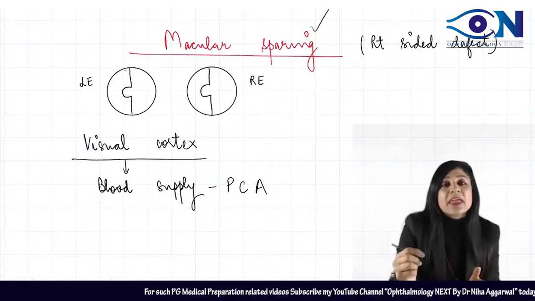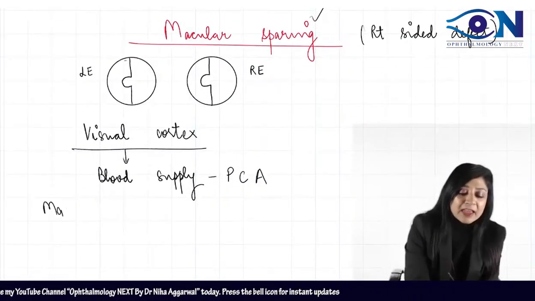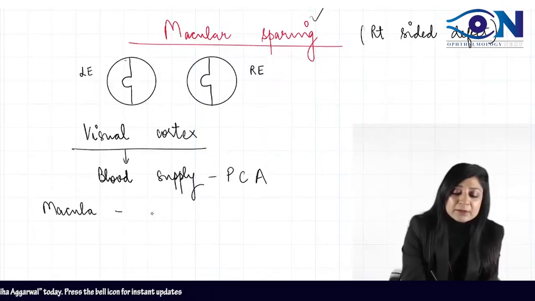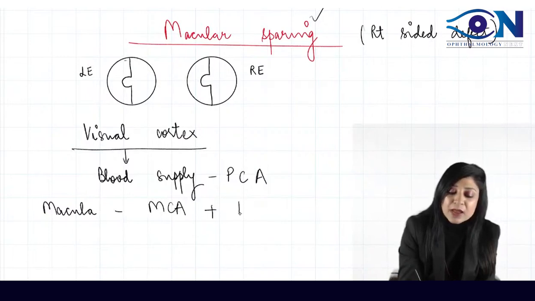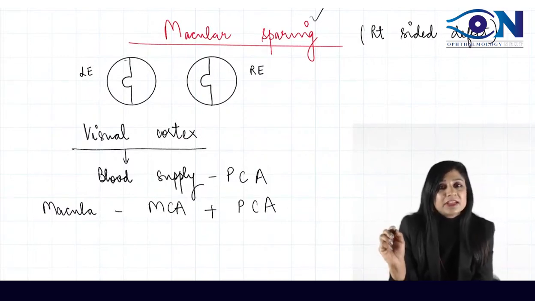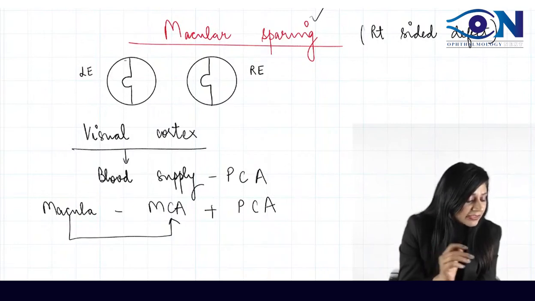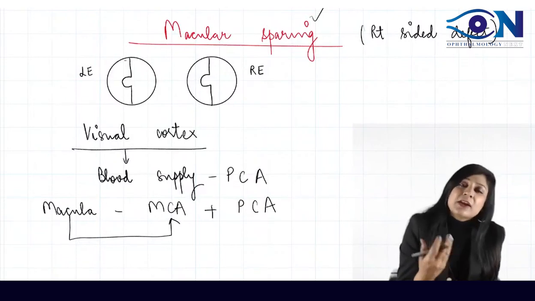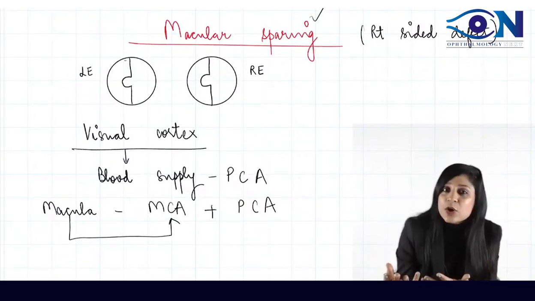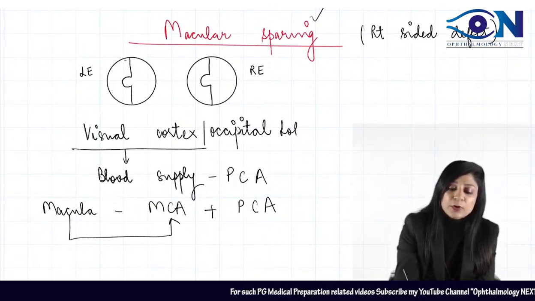But why do we have sparing of macula? Come on. M for M, we had remembered this. M for macula is also supplied by middle cerebral artery. So we have middle cerebral artery along with the posterior cerebral artery. Okay? Remember? M for M, macula is also supplied. I think occipital lobe was an option. Not a problem. Occipital lobe was an option. That also is correct. Visual cortex is an option. That is also correct. So we can write occipital lobe here as well. Visual cortex or the occipital lobe, not a problem.